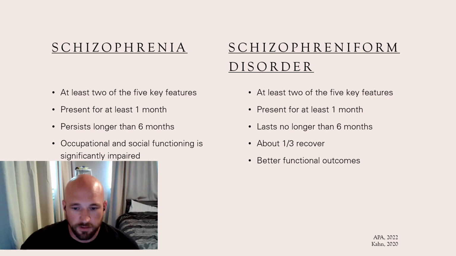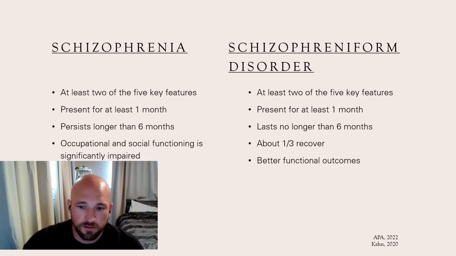Schizophreniform disorder, similar to schizophrenia, has to have at least 2 of the 5 key features, present for at least a month, but the difference is that it lasts no longer than 6 months. So if it goes longer than 6 months, it's schizophrenia. If not, then it's schizophreniform disorder. People with schizophreniform disorder are more likely to have better functional outcomes than people with schizophrenia, and that's because it's not a persistent disorder at that point. It's short term, no longer than 6 months.